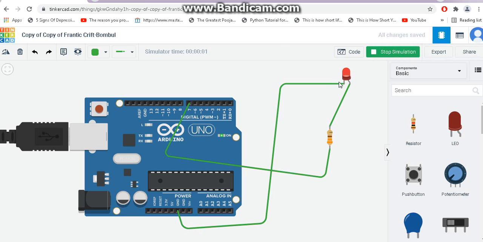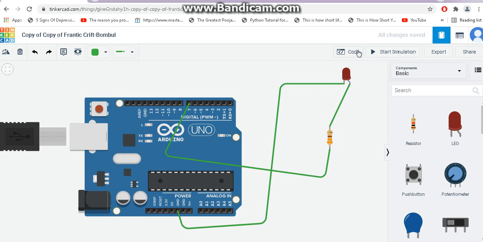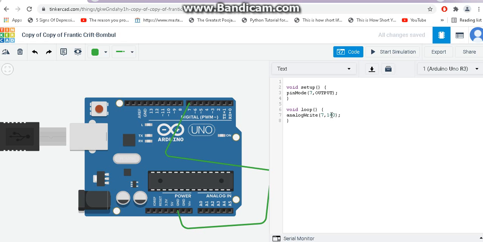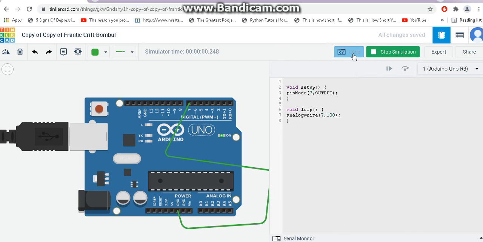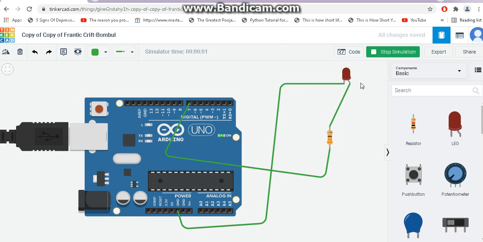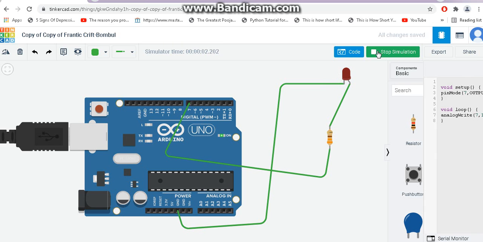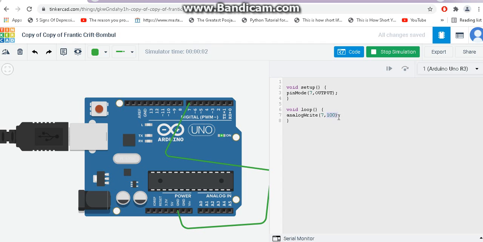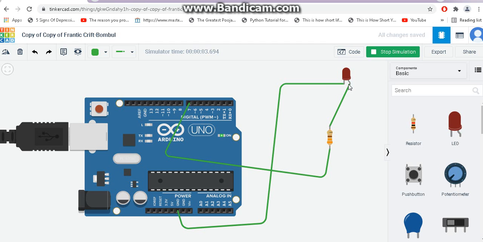Here also my LED is on, but obviously the brightness should be lower than the previous one. So let's go for 100. I hope you see what I'm changing, guys. I'm just changing the analog value. It's obvious. And see, the LED is not even switched on. So this value is not enough to switch on the LED. The voltage coming from this analog value is not enough to switch on the LED. You can also try and find out around which value the LED cannot even be switched on.